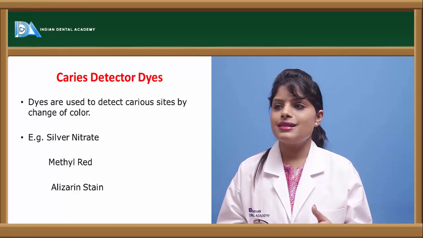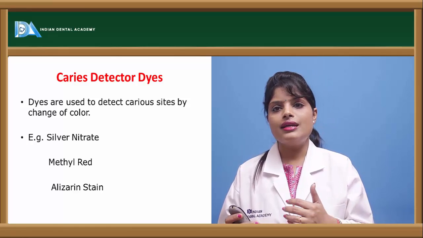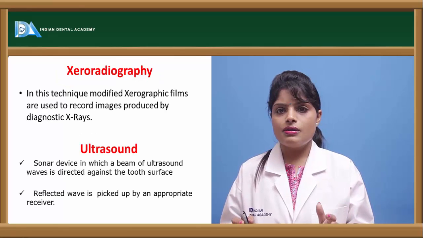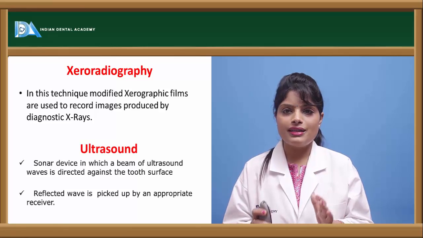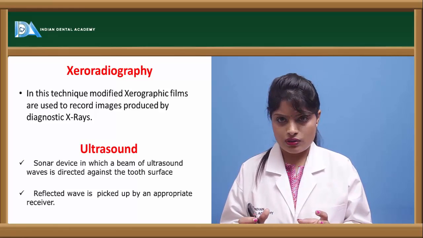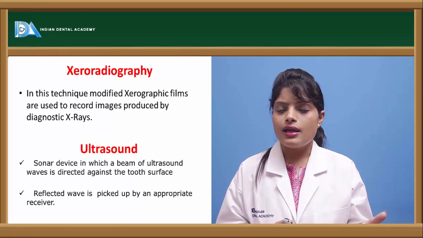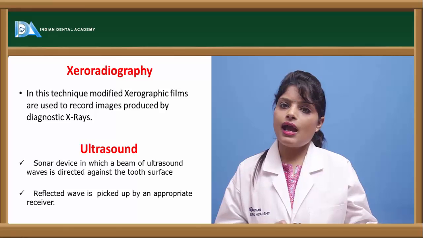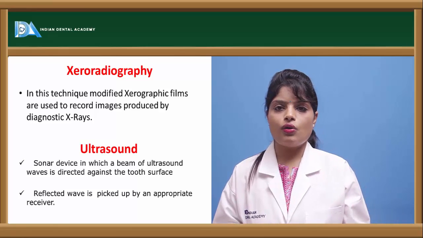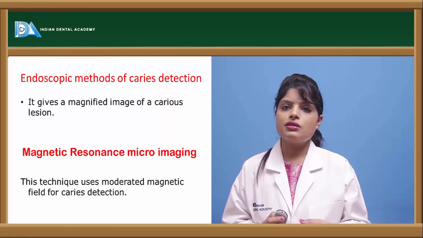Similarly, certain caries detector dyes like silver nitrate, methyl red, alizarin stain can detect the difference between the infected and the affected dentine. That is, the dentine which is infected by the bacteria and the dentine which is not infected by the bacteria. Similarly, xeroradiography is a modified radiographic technique in which we can easily obtain Xerox copies of the images of the tooth surface. Then ultrasound. Ultrasound is a sonic device, that is, the velocity of sound is different in enamel, dentine, cementum and carious tooth. So in the case of carious tooth, the speed is less, and this can be recorded by the ultrasound device. Then various endoscopic measures are present which measure the fluorescence emitted by infrared light.